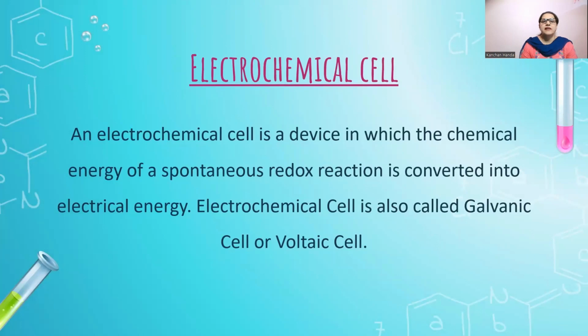Electrochemical cell. An electrochemical cell is a device in which the chemical energy of a spontaneous redox reaction is converted into electrical energy. Electrochemical cell is also called galvanic cell or voltaic cell. A spontaneous redox reaction is a chemical reaction in which oxidation, which is loss of electron, and reduction, which is gain of electron, are occurring side by side or simultaneously.